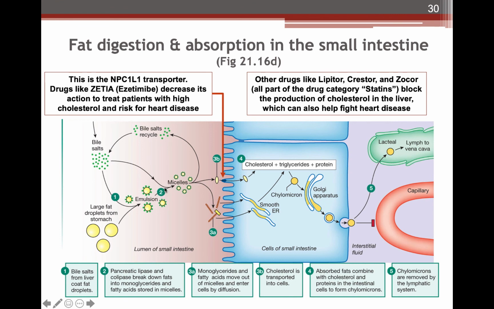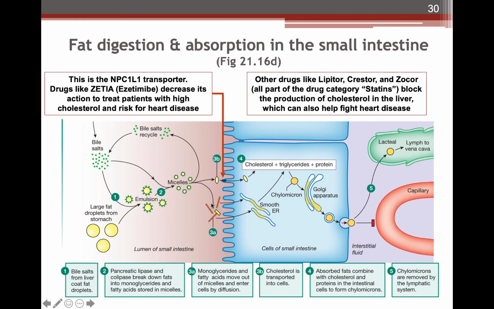And then here at point 2, this is where those enzymes, pancreatic lipase and colipase, actually break down the huge triglycerides into monoglycerides and fatty acids, which are stored in very small fat droplets called micelles. These micelles contain cholesterol, that's what that 3B is, cholesterol, and monoglycerides here and free fatty acids.